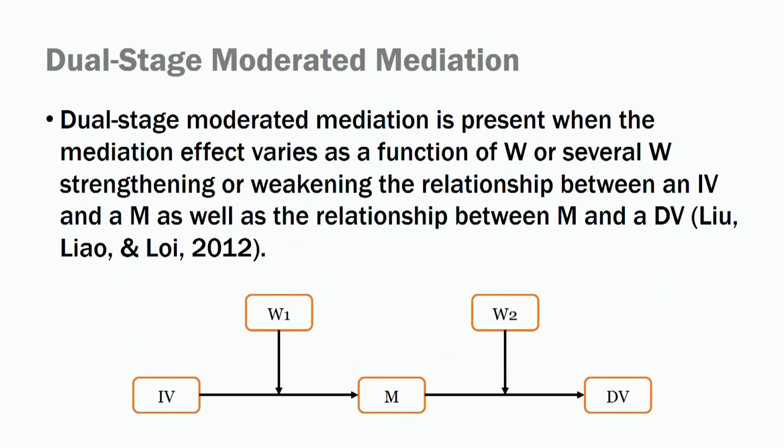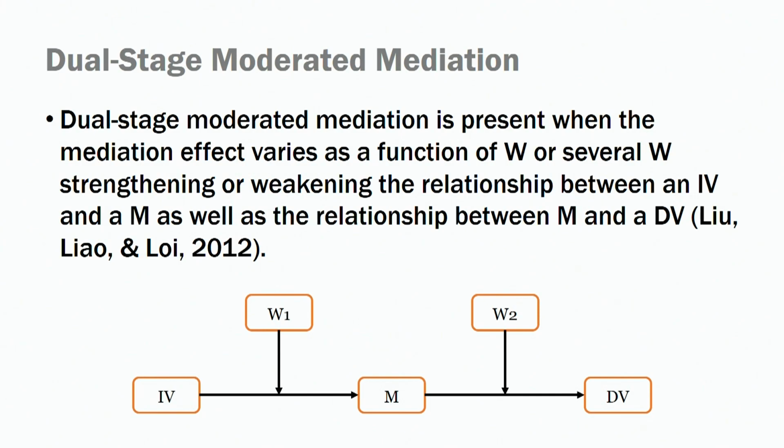So dual-stage models, we have two moderators, basically. We have a moderator that is in the first stage and a moderator that's in the second stage of this indirect effect. So the first stage, do you remember, is in this first path. So we are looking for the interactive term of the independent variable and moderator 1 on the mediator. And the second stage is the second path, the path between the mediator and the dependent variable. And we'll be looking at the interaction term between the mediator and the second moderator on the dependent variable.